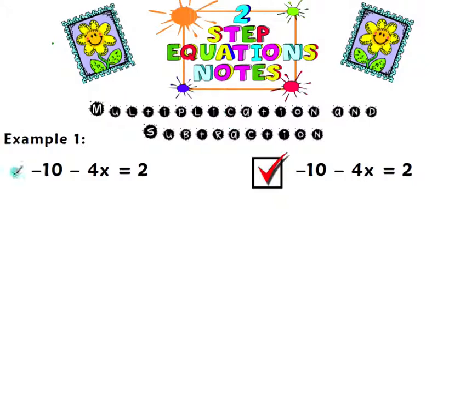So in this first example, we have -10 minus 4x equals 2. So our goal is the same, which is to get x isolated by itself on one side of the equation and everything else on the other side. So in this case, we are trying to get this by itself. So the first thing we need to undo is this -10. And so the opposite of -10 would be to add 10. So we are going to add 10 to both sides of the equation.